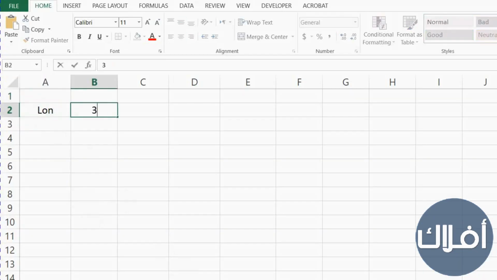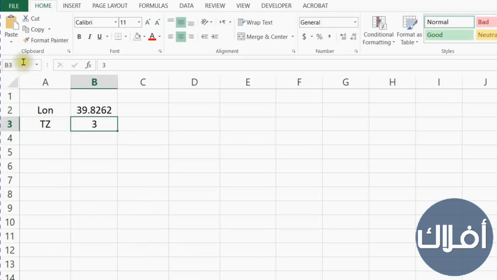LON, longitude. We'll use Mecca, 39.8262, and we'll call this cell LON. Next is TZ or time zone. And we'll use the time zone of Mecca, which is GMT plus 3. And we'll call this TZ.